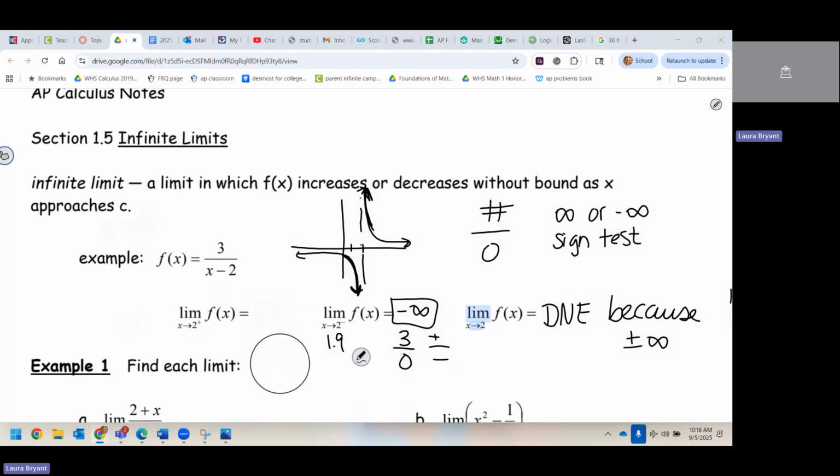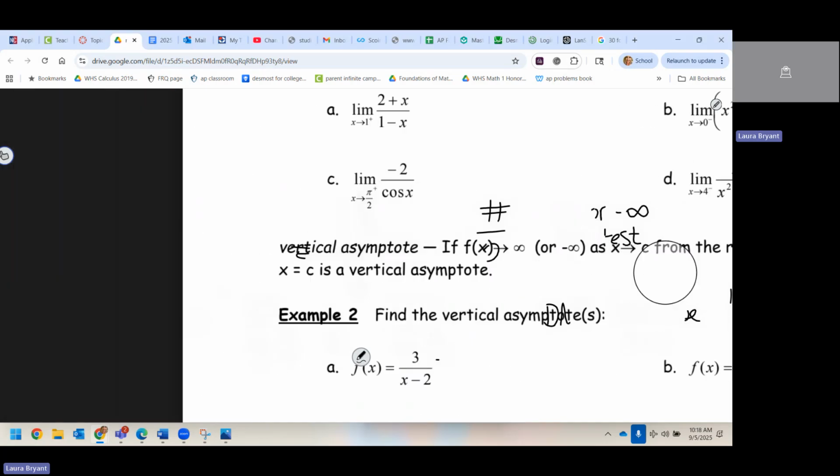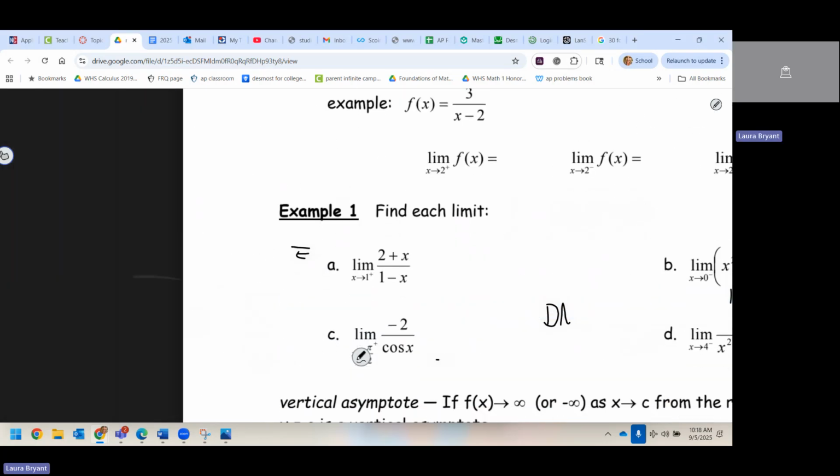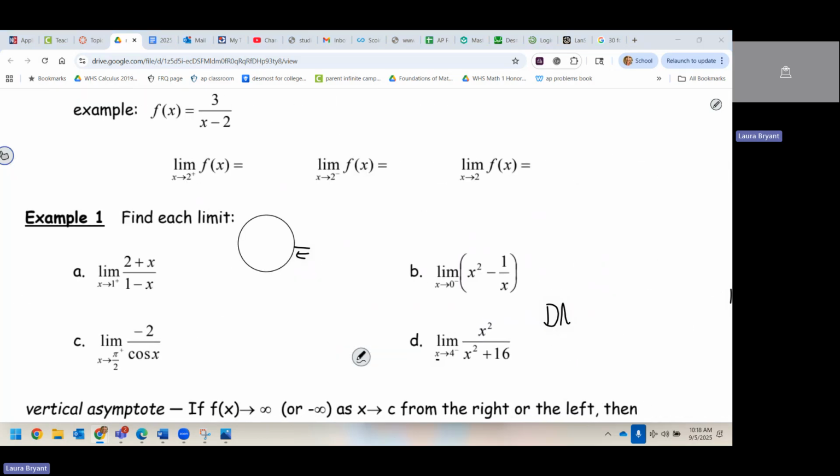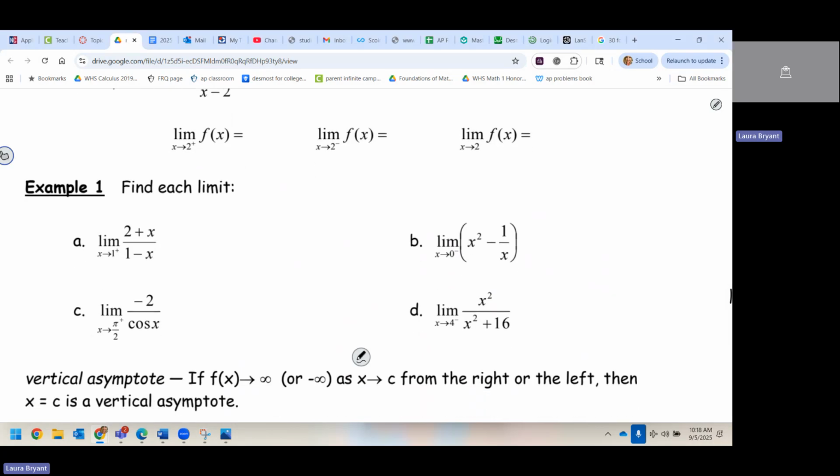Okay, so let's try some more of this. On all the rest of these equations, we're not going to know what the graph looks like. So we're going to practice doing this strategy without having the graph to refer to. So start out, plug in the number, direct substitution. Oh, I get 3 over 0 again. In this case, 3 over 0. So that tells me my answer will be either positive infinity or negative infinity. But I'm going to plug in to sign test which one it is.